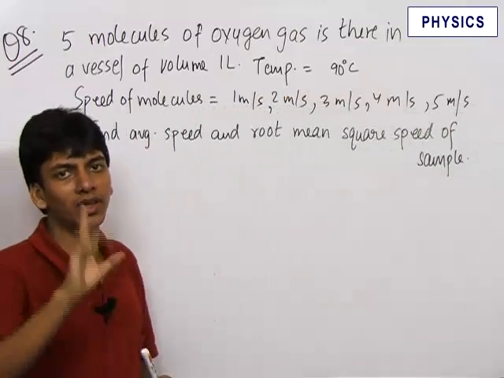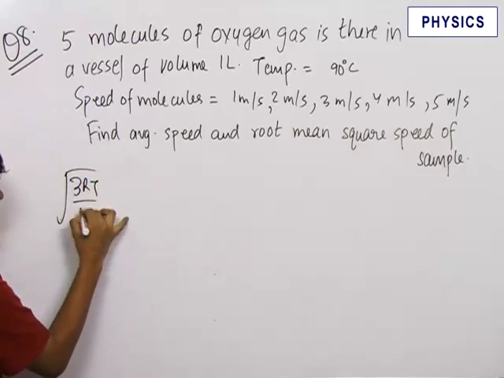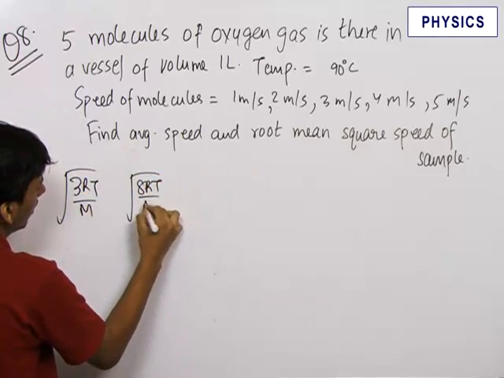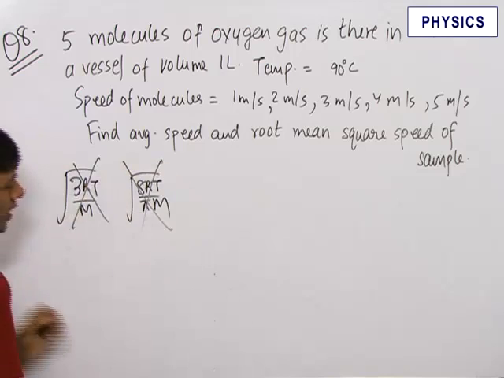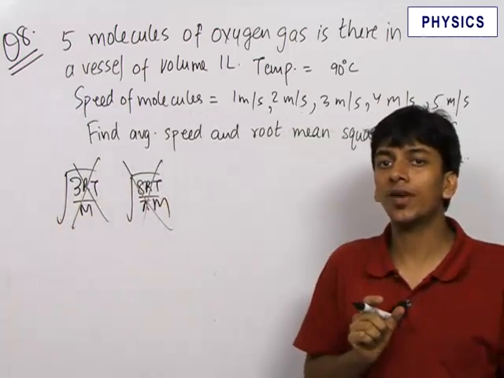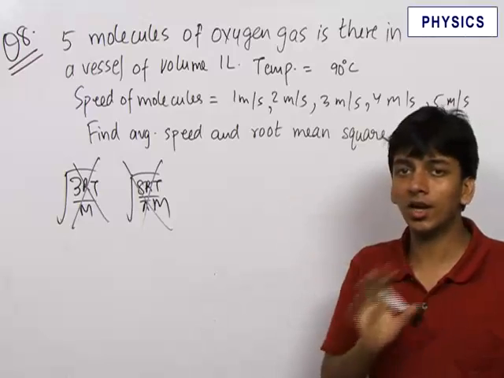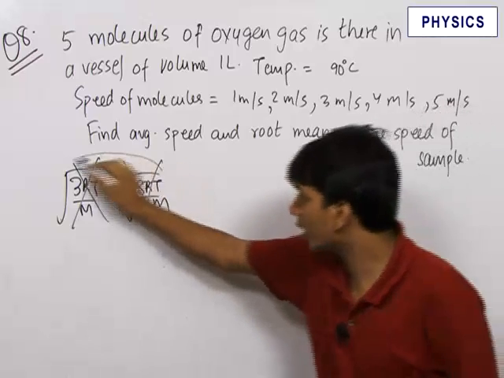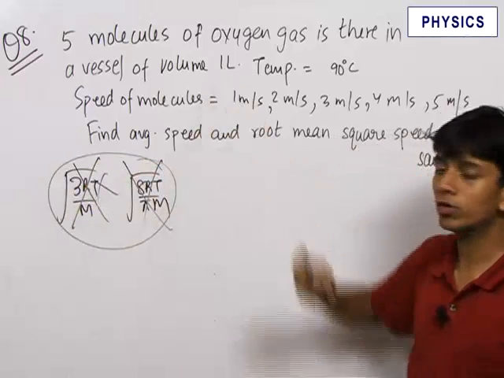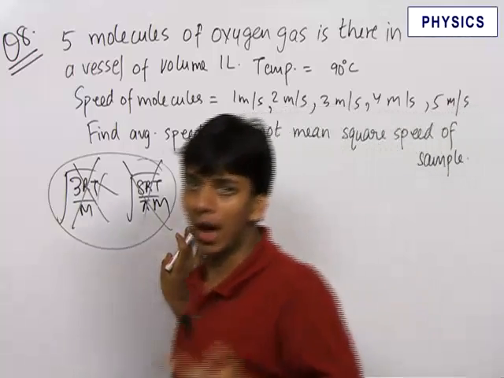You just need to keep in mind one thing, that the general formulas for root mean square speed, that is root of 3RT upon M, and for average speed, that is root of 8RT upon pi M, are not applicable over here because these are derived from kinetic theory of gases, and the assumption of kinetic theory of gases is that there are a large number of molecules. Now since there are only 5 molecules, this is not a large number, therefore these are not applicable. Therefore always keep in mind, when the number of molecules is very small, the results of kinetic theory of gases are not applicable.